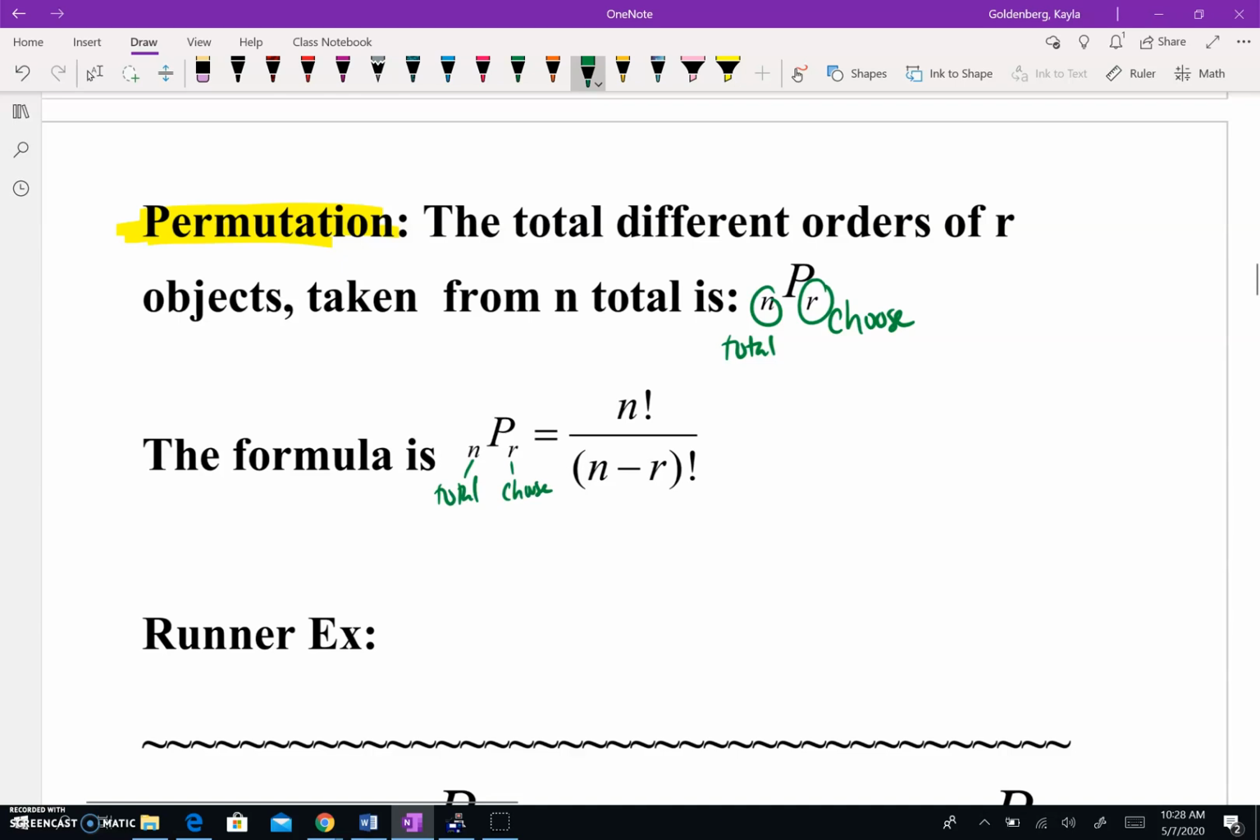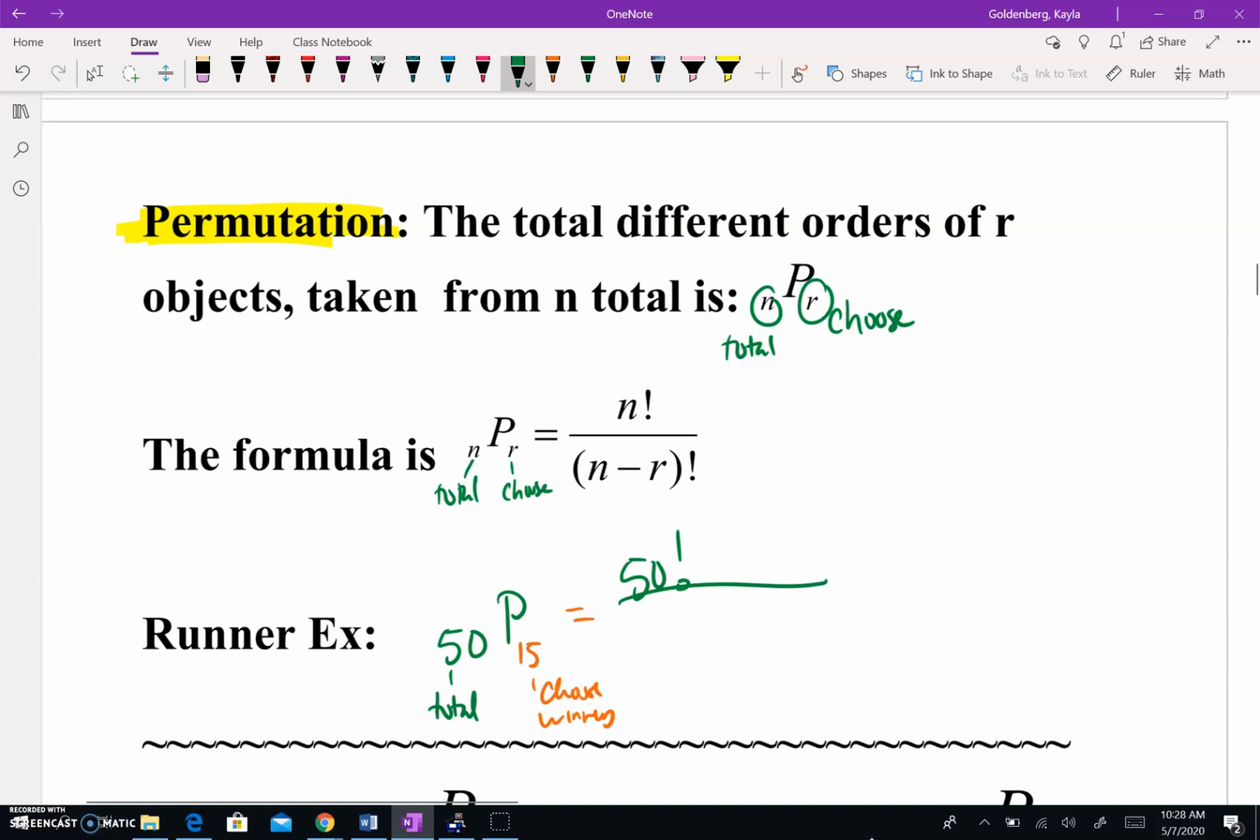And I want to give you guys the runner example. The runner example, we had 50 runners, and P just stands for permutation. And we were choosing, remember, our top 15. That's the winners that we're choosing. Sorry about that. So using my formula, think back, we take 50 factorial, that represents the order of all the different runners.